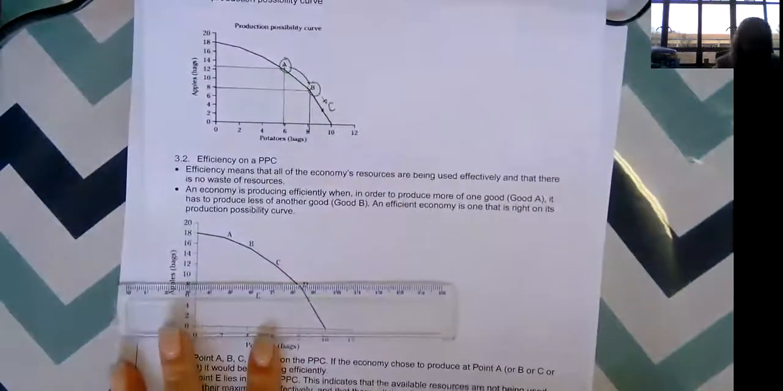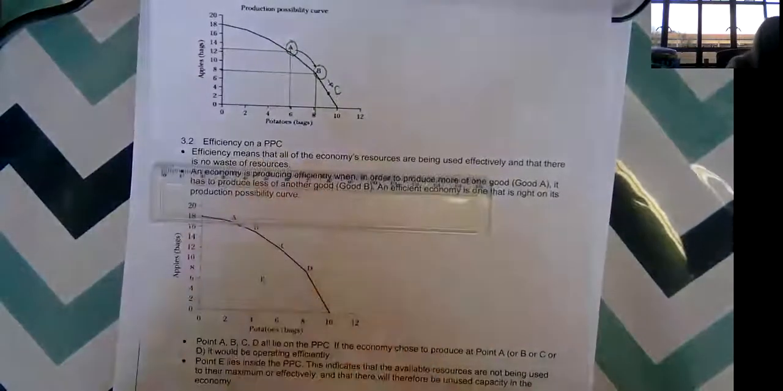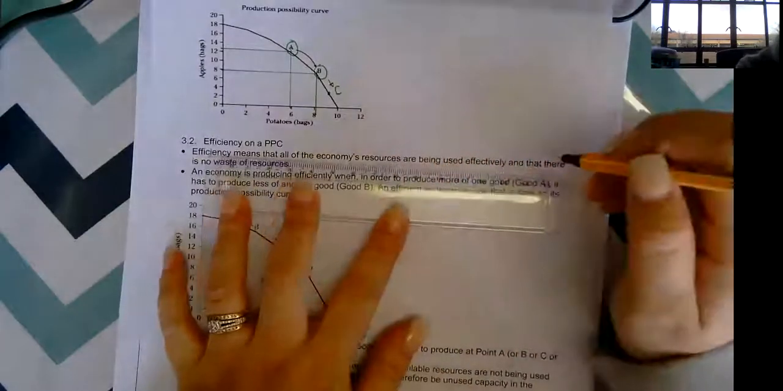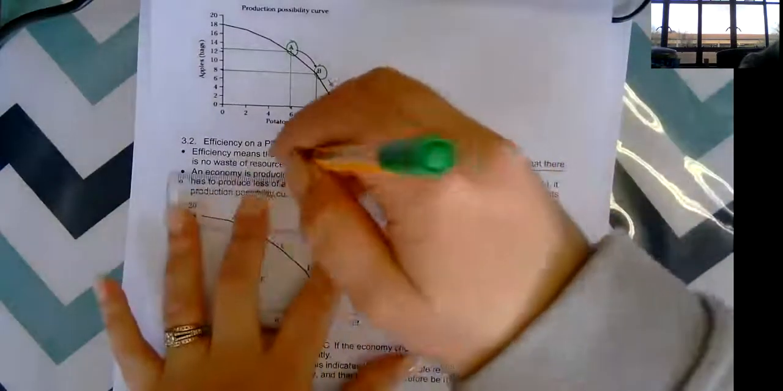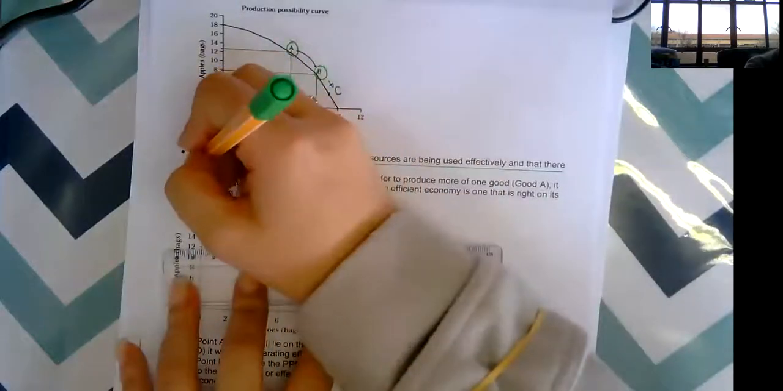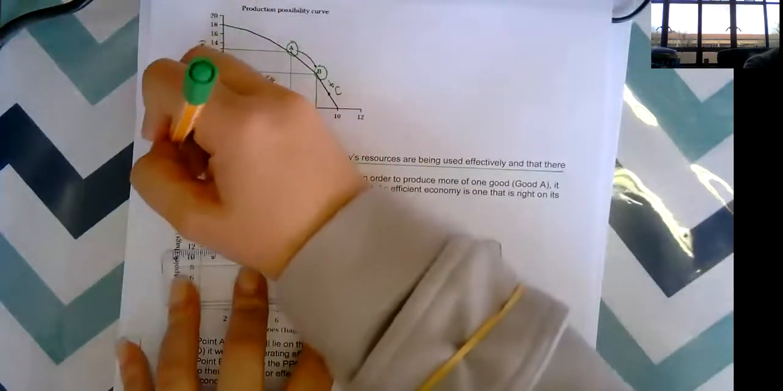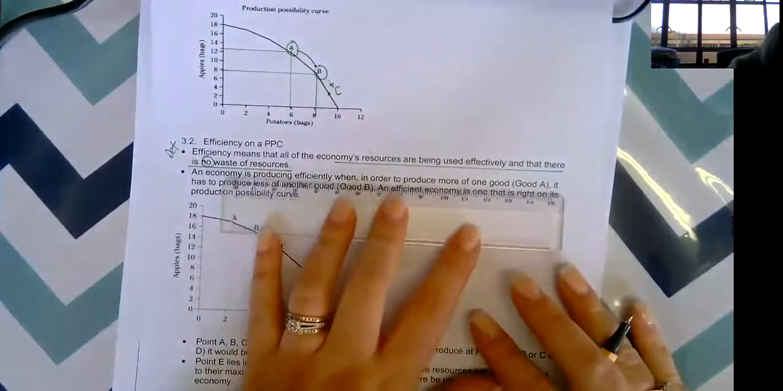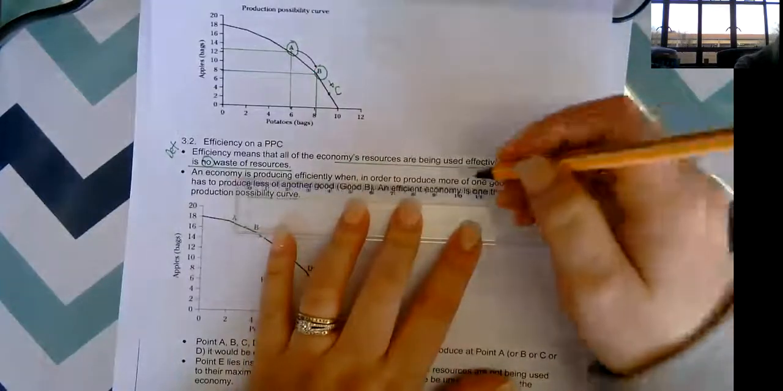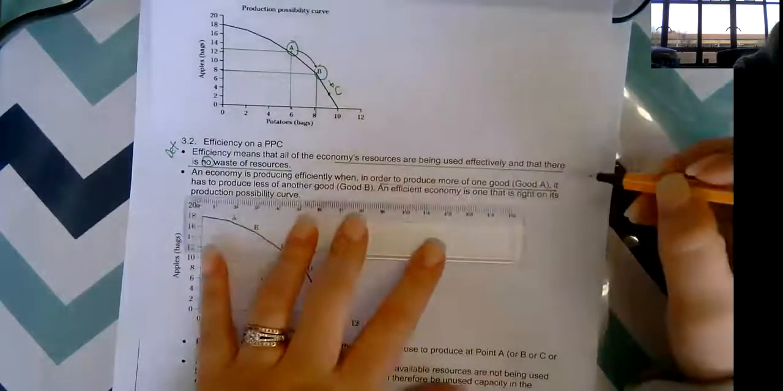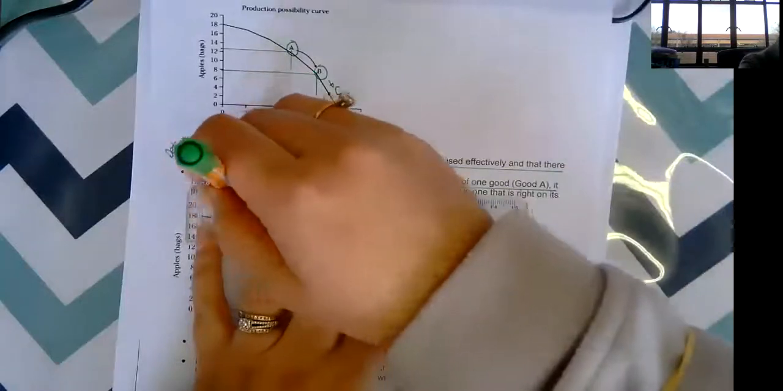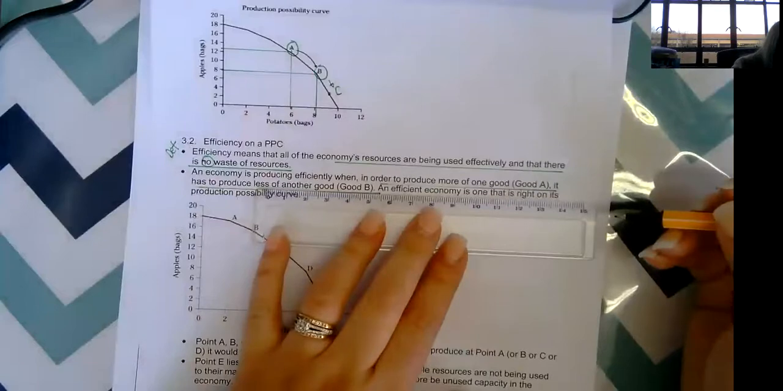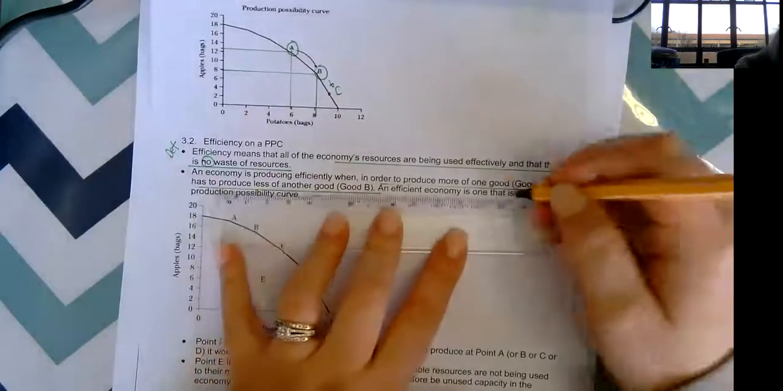Okay. Then we get a second one where we can represent efficiency on the production possibility curve. Efficiency is where you are using your resources effectively and there's no waste. That is the definition of efficiency. If an economy is producing efficiently, in order to produce one more good, which is A, they have to produce less of the other good. In effect, the economy is right on the production possibility curve.